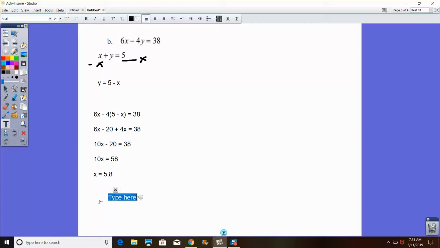So since x equals 5.8, y equals 5 minus 5.8, which means that y equals negative 0.8. Okay, so there's our solution. So we would write our solution as an ordered pair.